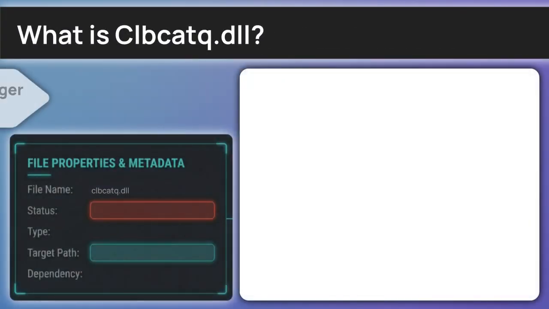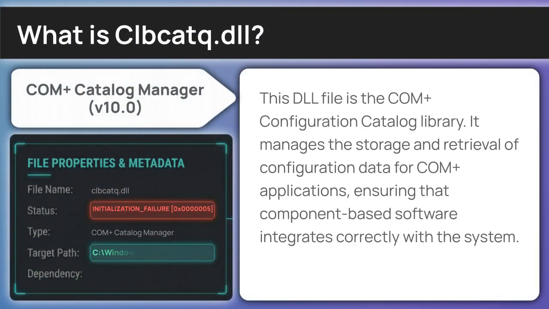This DLL file is the COM+ configuration catalog library. It manages the storage and retrieval of configuration data for COM+ applications, ensuring that component-based software integrates correctly with the system. Now that the technicals are covered, let's run the official installer.